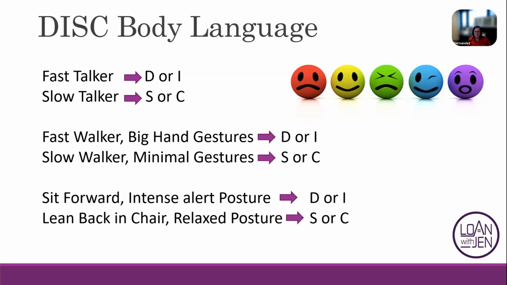Okay. Down at the very bottom of this slide, sitting forward, intense, alert, like a bunny waiting to chomp on somebody, that's a D or an I. Leaning back in the chair, relaxed, taking it all in, really just, the jury's still out. I'm still kind of observing this whole situation. That's an S or a C. Okay. So we're going to dive deeper into these.